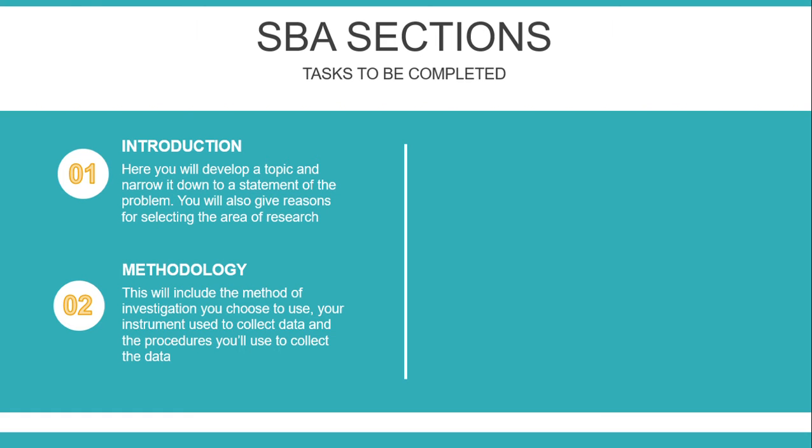Second section is our methodology, and we'll have 3 tasks here. The first task, you will include your method of investigation that you intend to use. You will also include your instrument that you use to collect the data. And the third task, you will outline the procedures that you will use to collect the data. And this section values 8 marks.